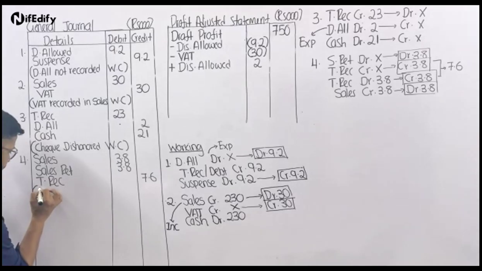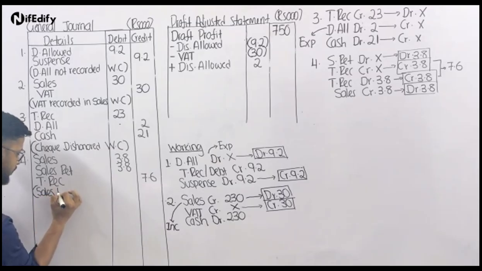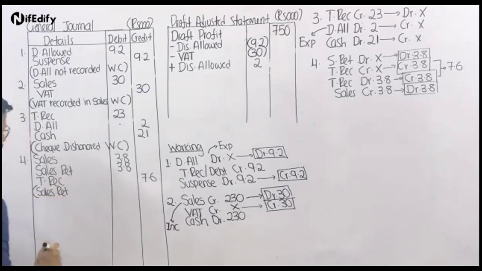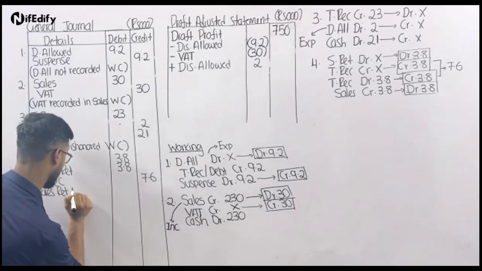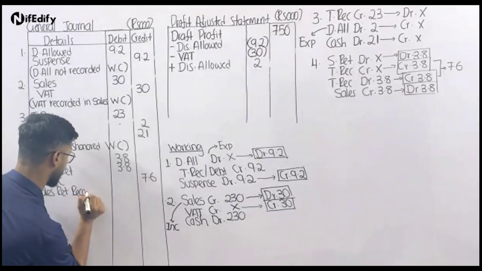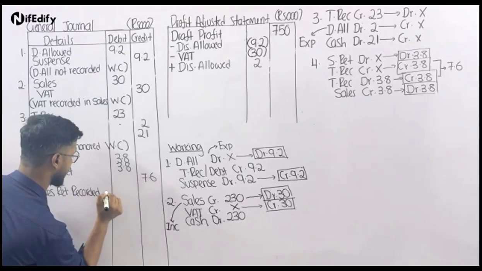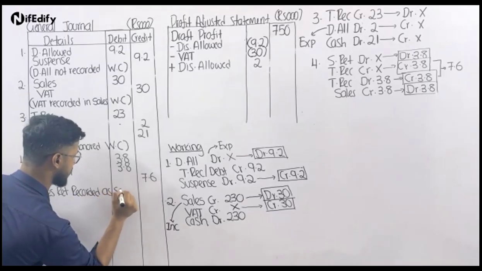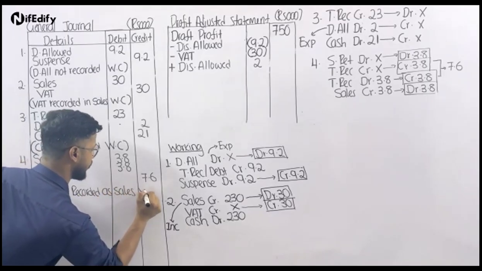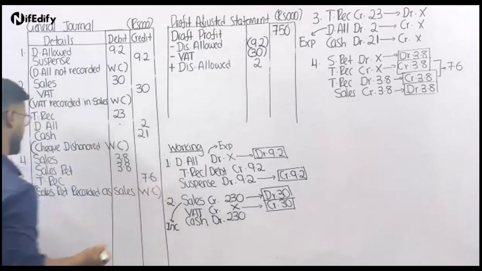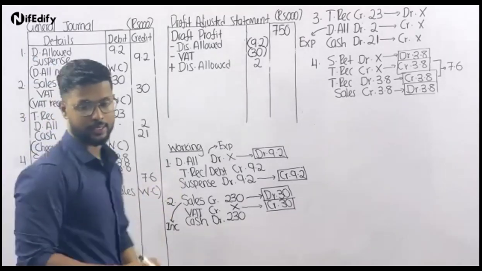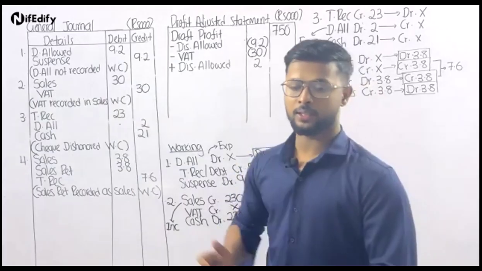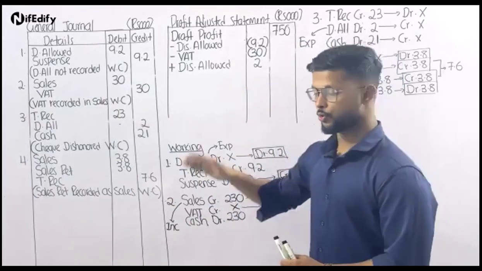So you can say, sales return recorded as sales was corrected. There you go. That's your answer for question number 4.